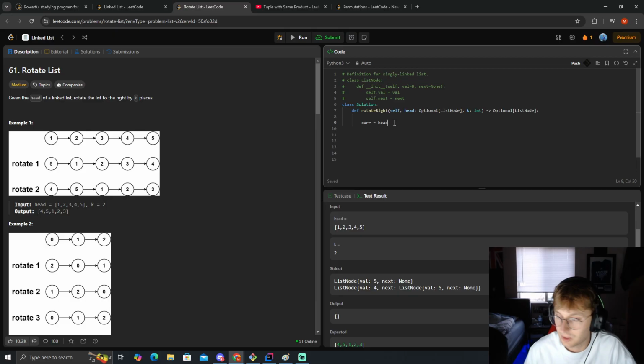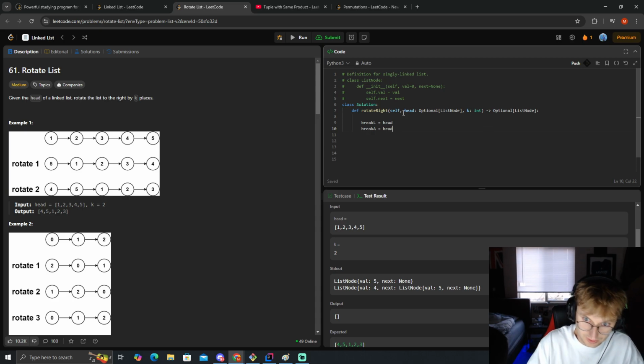Alright, so let's make our current pointer, let's call this our break point, right? So this is the break here. Let's just do break L for linked list, and then break A. Break A is break after, right? It's equal to head. We need to increase break A. Break A is equal to break A dot next, right? Increase it once.